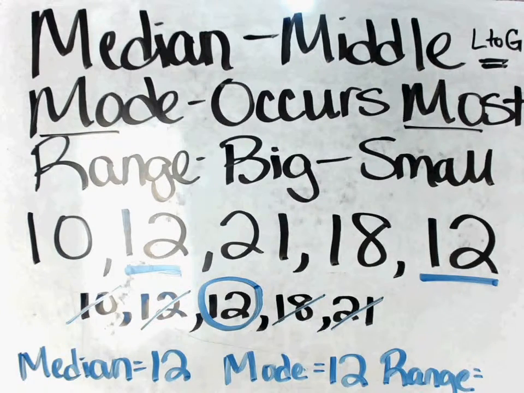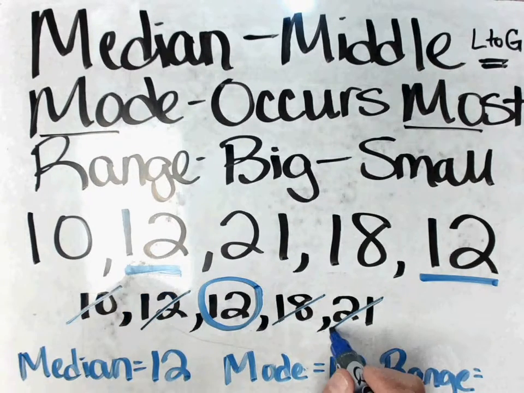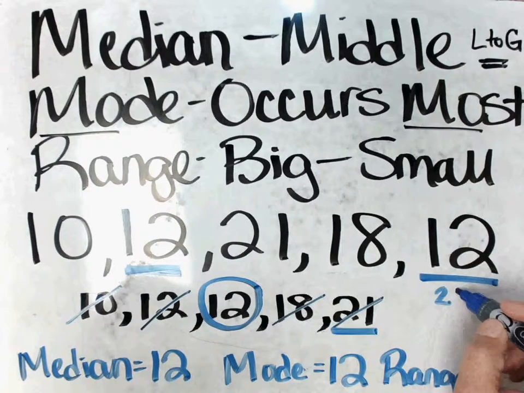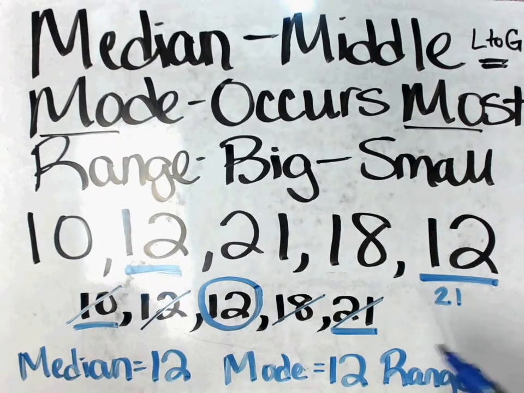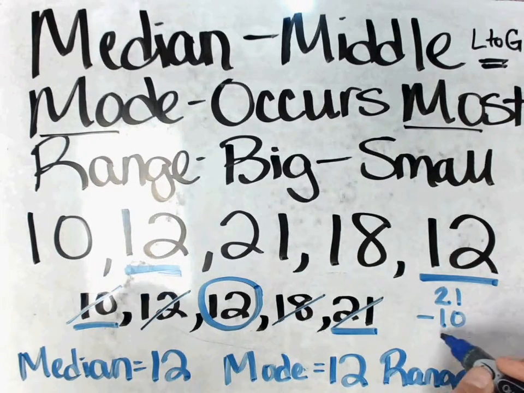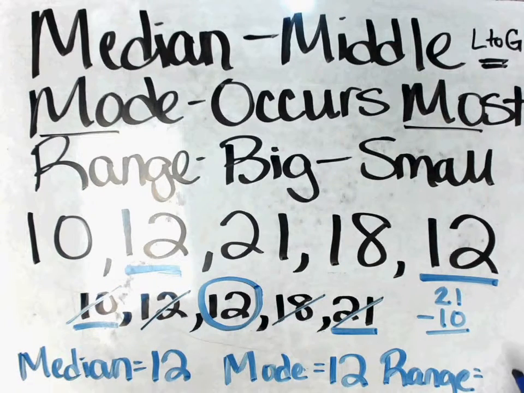Okay? And then we're going to find our range by taking the biggest number and subtracting the smallest number. So the biggest number in our set of data was 21. The smallest number in our set of data was 10. So to find our range, we take 21 minus 10, so our range is 11.